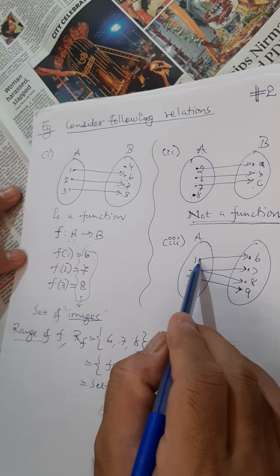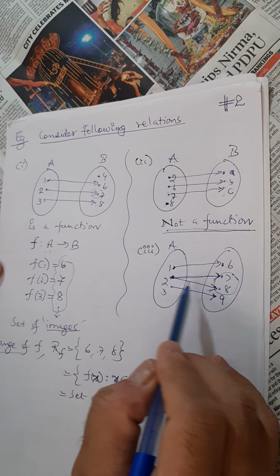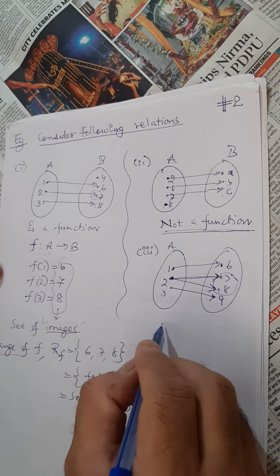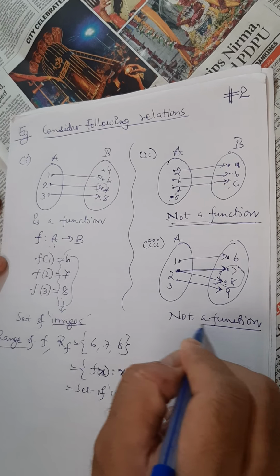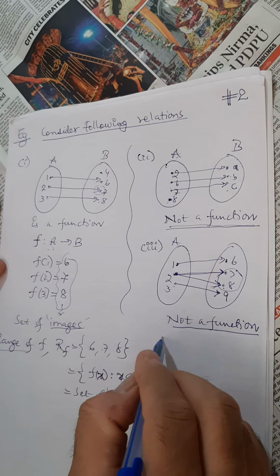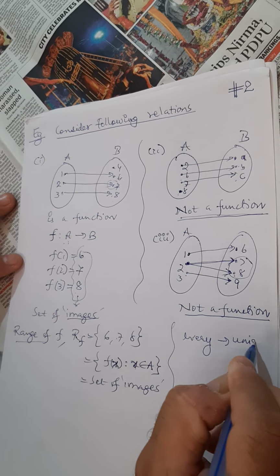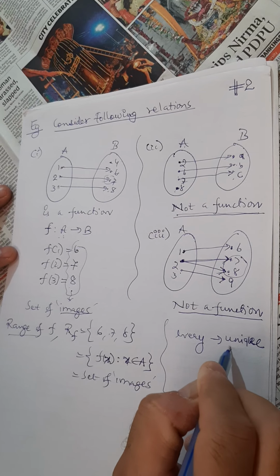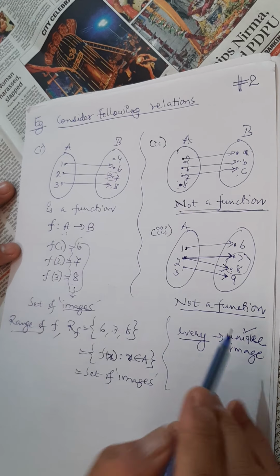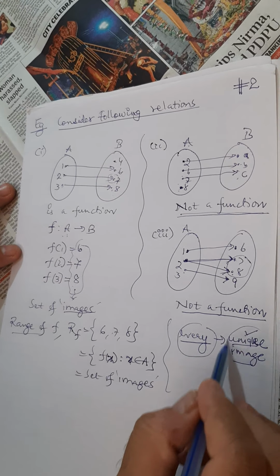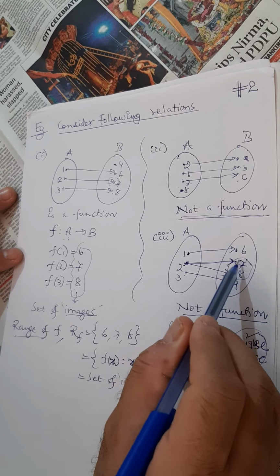Now here every member is connected, but 2 connected with how many members? 6 and 7. That means 2 has 2 different images. So again, not a function. Every member should have a unique image. Then it is called a function, remember. Every and unique. Here every condition is not true. Your unique condition is not true. Every and unique. Here 2 has how many images? 2 different images. So this is not a function, remember.